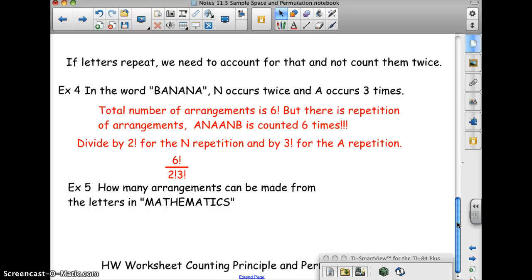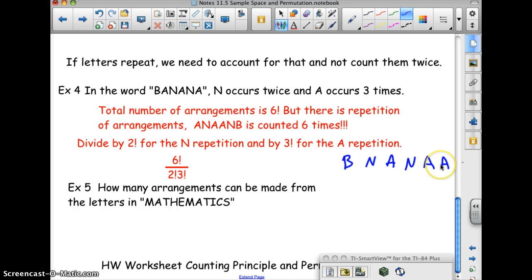And if the letters repeat, we need to account for that and not count them twice. So when I have a word like banana, N occurs twice and A occurs 3 times. If I try to just take all the letters in the word banana and rearrange them, I could get one like B, N, A, N, A, right? Now that's going to be the same as if I took this A right here, and that A being in that spot, and replaced it. If I switch those two, that's counting it as a distinct permutation. And we don't want to account for that.